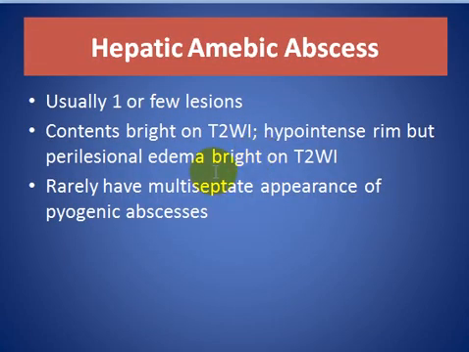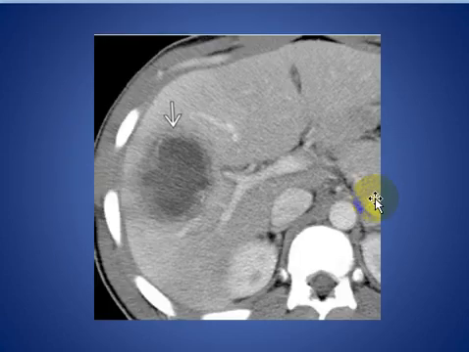Hepatic amebic abscess: usually one or a few lesions are seen in the liver, with contents bright on T2 weighted images and a hypointense rim, but periregional edema bright in T2 weighted images. They rarely have a multiseptated appearance as in pyogenic abscesses.